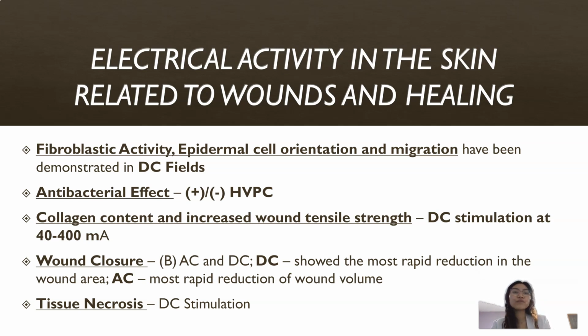Wound closure, if you want wound closure, both your alternating current and direct current, pwede siya for your wound closure. However, sa direct current, it shows most rapid reduction in the wound area, while your alternating current, most rapid reduction of the wound volume. So, most definitely, when we say direct current, it's good for wound contraction, for closing the wound. Okay? While your alternating current naman, most rapid reduction of wound volume, it's on the depth. Kung malalim yung sugat, it would be useful to make use of the alternating current.